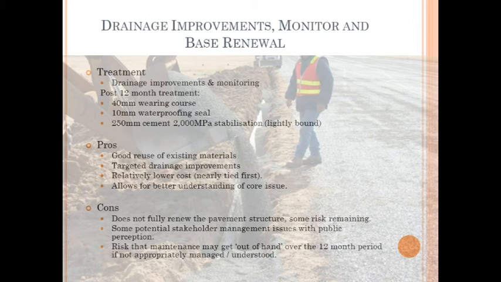So this would result in a 250mm in situ stabilisation, but only a lightly bound 2000 MPa one, with a 10mm waterproofing seal and 40mm asphalt wearing course placed atop this. So this has particularly good reuse of the existing material, and then also with the drainage works it specifically targets the likely cause for the distress. However, there's some risk as it doesn't fully renew the entirety of the pavement structure, and the fact that this is the worst section of the site and it would have to be delayed for a period while the monitoring of the drainage effectiveness is undertaken.